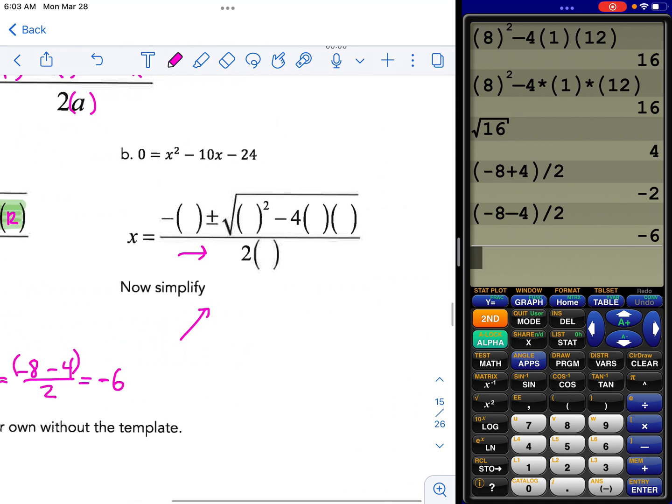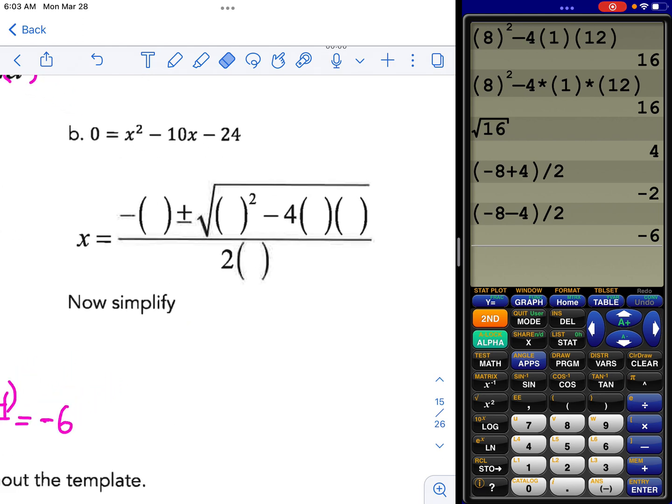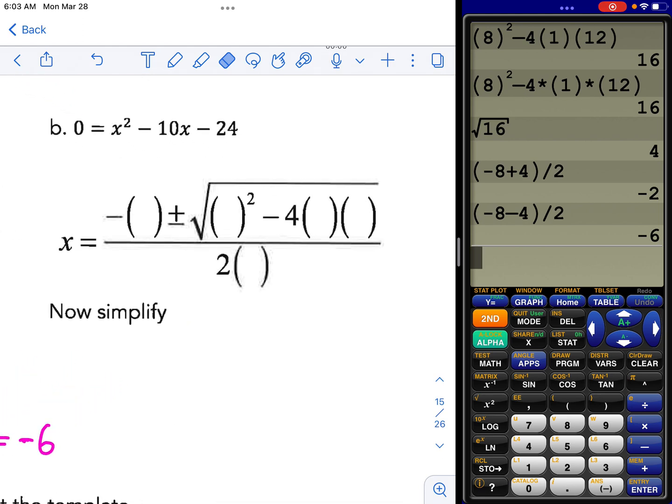Okay, so let's identify, get rid of those arrows. Let's identify A, B, and C on this next example, and then go ahead and pause the video and try to do the calculations on your own.